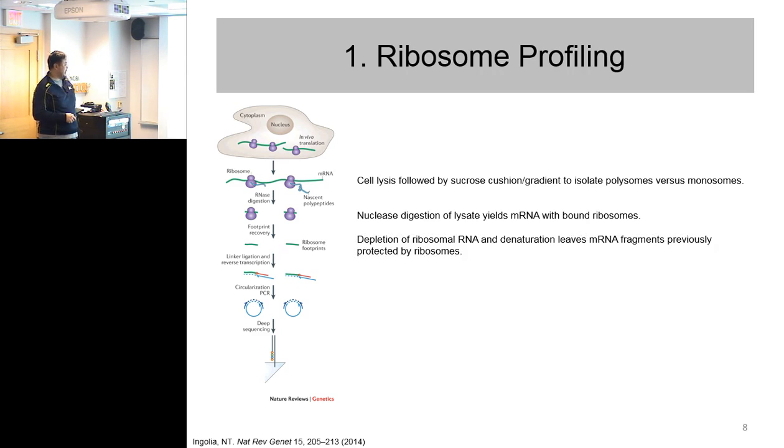And then what usually happens at this step is that further enzymatic digestion and denaturation will release those mRNAs from ribosomes that were previously protected by the ribosomes. And then from there on, linker ligation and cDNA synthesis proceeds just like any other RNA-seq experiment.